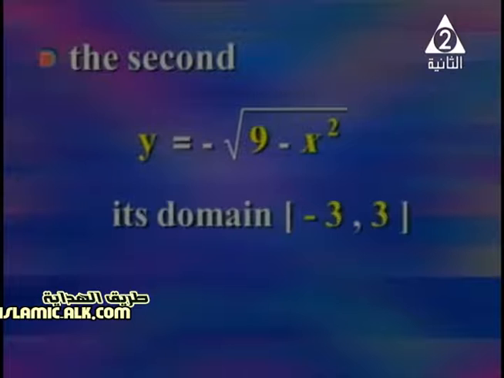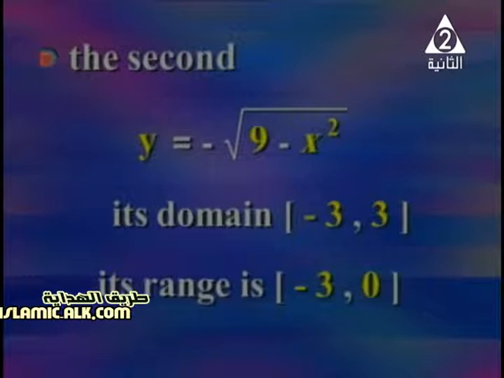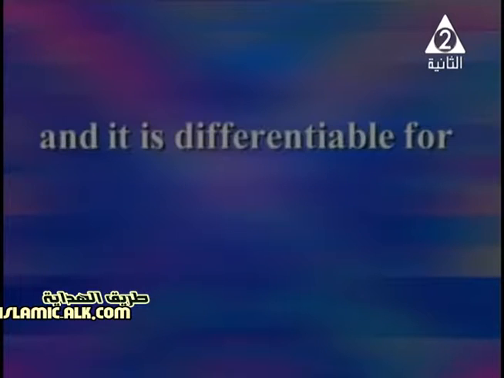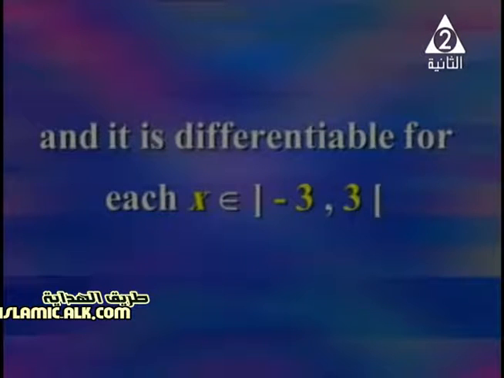Second case, y equals negative square root of 9 minus x squared. What is the domain? Student, negative 3, 3. What is the range? Negative 3, 0. Look at, dear student, when substituting x from negative 3 to 3, the smallest number is negative 3 and the greatest number is 0, so the range is the closed interval negative 3, 0. This function is differentiable for x belonging to the open interval negative 3, 3.